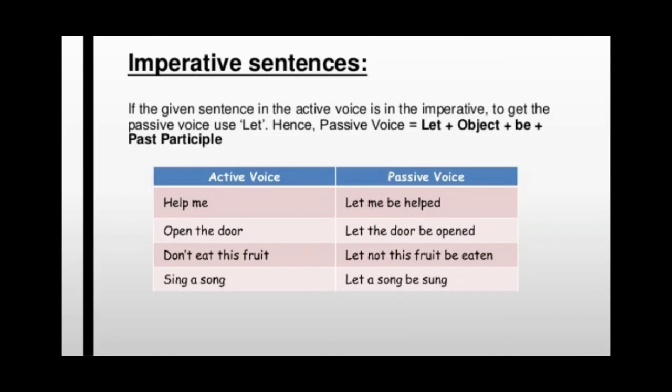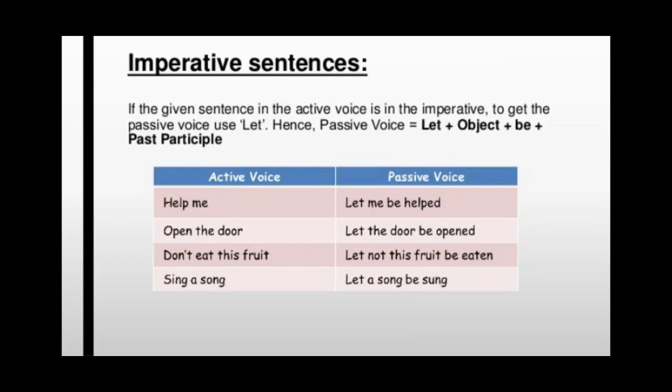Sentence in imperative form, then this is the way you need to change, children. If the given sentence in the active voice is in the imperative form, to get the passive voice you have to use the word let. Hence, the passive voice structure is let plus object plus be plus past participle, that is the verb 3 form. See here the example, help me. In passive voice, let me be helped.